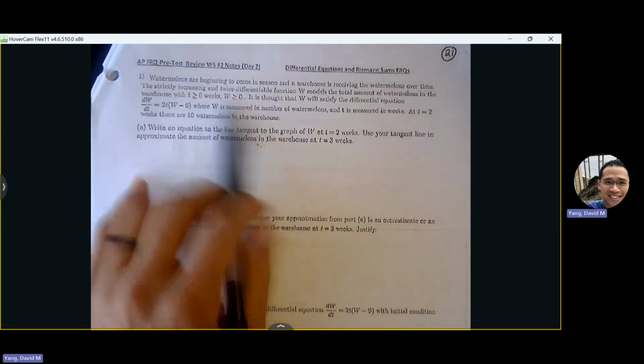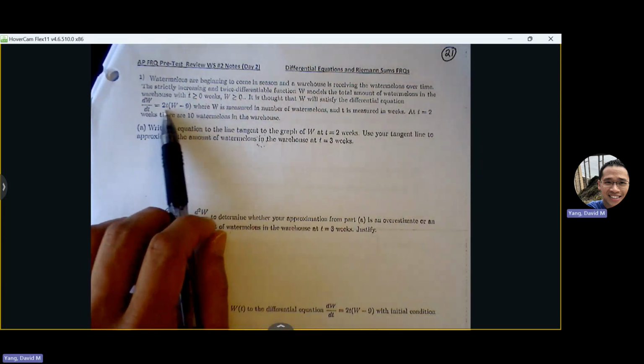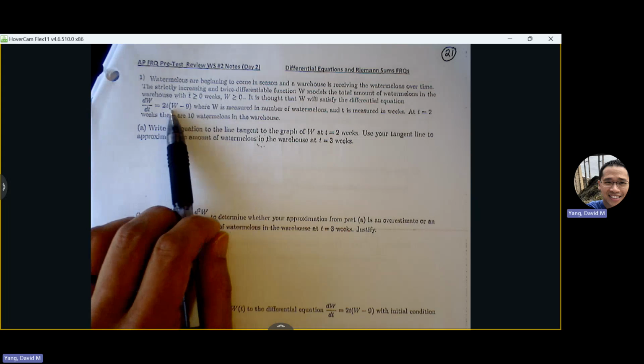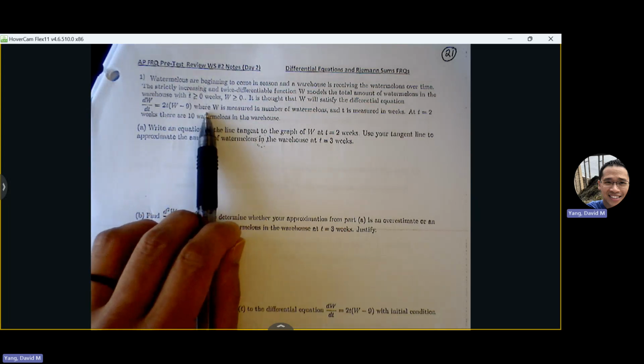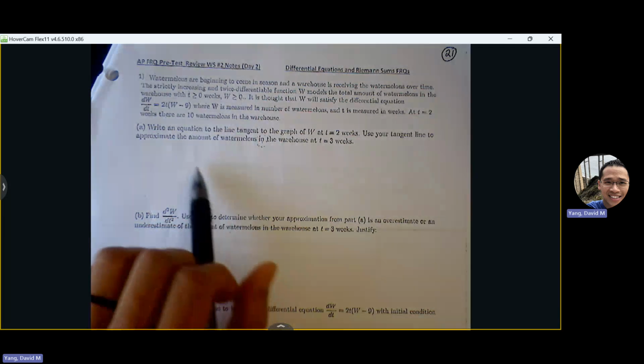All right, watermelons are beginning to come into season, and warehouses are receiving watermelons over time. There's a strictly increasing and twice differentiable function W that models the total amount of watermelons in the warehouse. dW/dt, this is the rate at which watermelons are coming in. It's following this formula 2t times (W minus 9), where W is measured in number of watermelons and t is measured in weeks. At t equals 2 weeks, there are 10 watermelons in the warehouse.